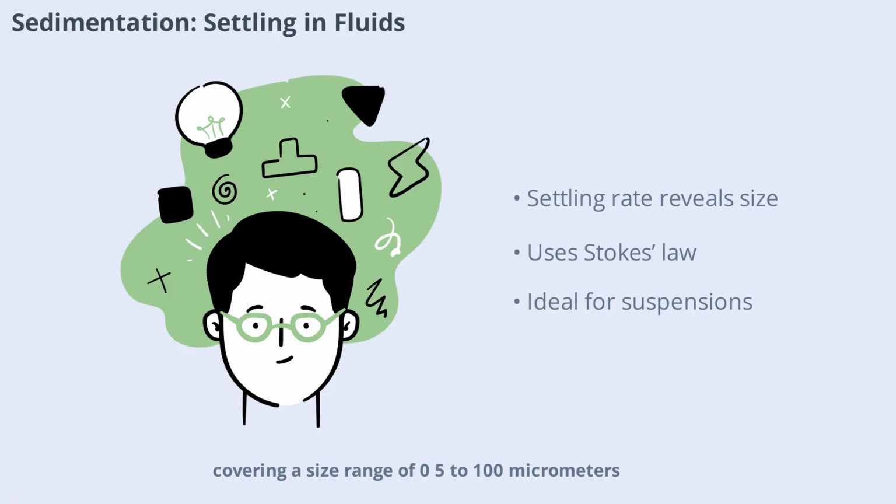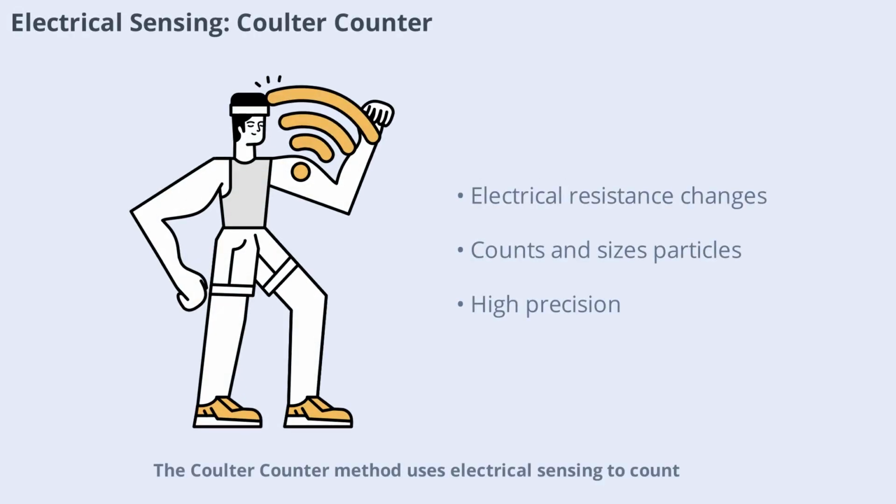100 micrometers. The Coulter counter method uses electrical sensing to count and size particles as they pass through a small aperture. As each particle moves through the aperture, it changes the electrical resistance, allowing the instrument to determine both the number and volume distribution of particles. This technique is effective for particles between 0.5 and 500 micrometers and is widely used for its precision and ability to handle large sample sizes.